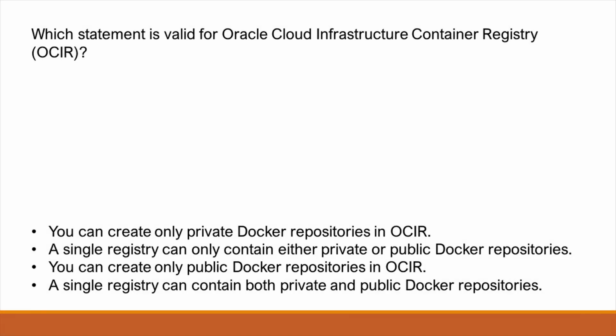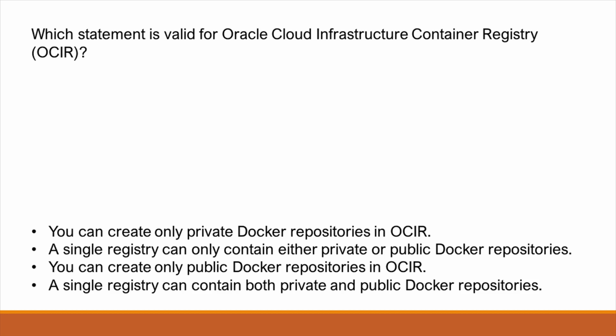Let's talk about this question. Which statement is valid for Oracle Cloud Infrastructure Container Registry, OCIR? Options we have for this question are, you can create only private Docker repositories in OCIR. A single registry can only contain either private or public Docker repositories. You can create only public Docker repositories in OCIR. A single registry can contain both private and public Docker repositories.